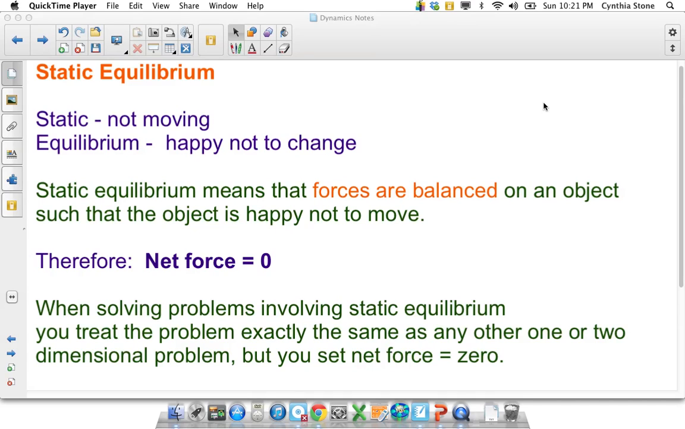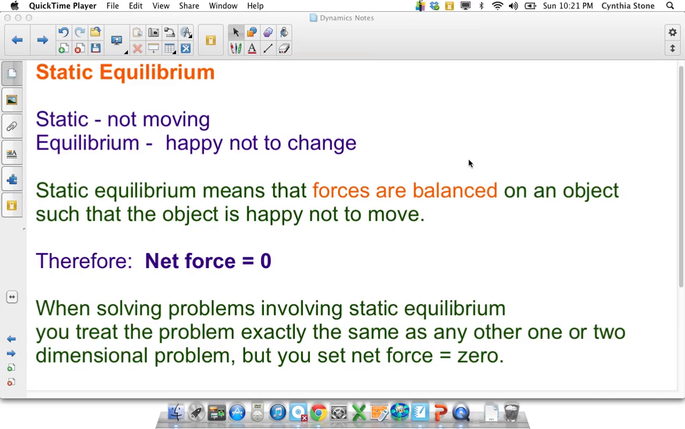In physics, we're looking at the topic static equilibrium. This is related to forces in two dimensions. So static, just what we're talking about when I say static equilibrium. Static is not moving. Equilibrium means happy. Okay, it doesn't want to change.